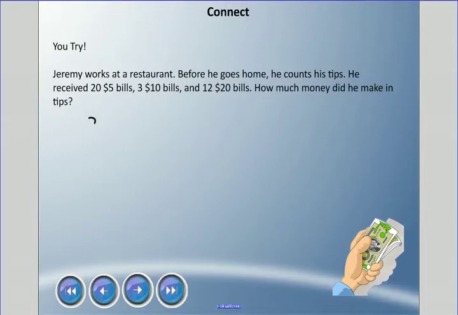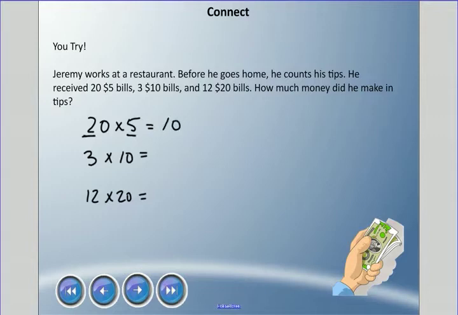All right, he made 5 $20 bills, 3 $10 bills, and 12 $20 bills. Well, 20 times 5, 3 times 10, and 12 times 20. I'm going to do the first two numbers. 2 times 5 is 10, plus the 0 is $100 in twenties. 3 times 10, that's just simply $30. And 12 times 20. Well, if I multiply the front two numbers, 12 times 2 is 24, and I add the 0, 240. So all I have to do is add this up.